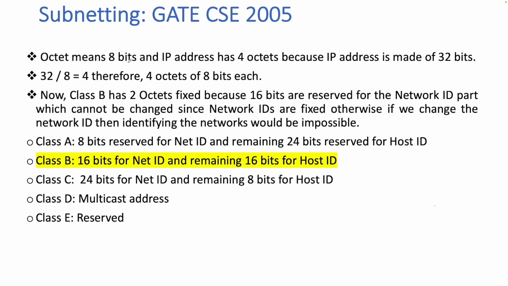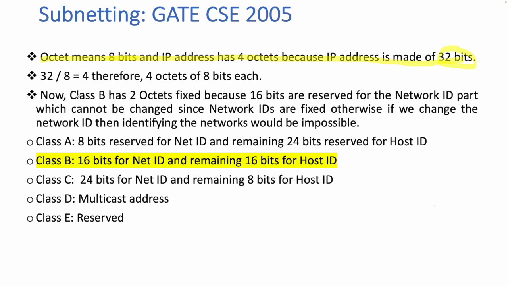So octet means 8 bits and an IP address has 4 octets because an IP address is made up of 32 bits. So 8 bits is your octet, right? An IP address has 4 octets. Why? Because it's made up of 32 bits. So there are 8 bits, 8 bits, 8 bits, 8 bits, 4 octets.